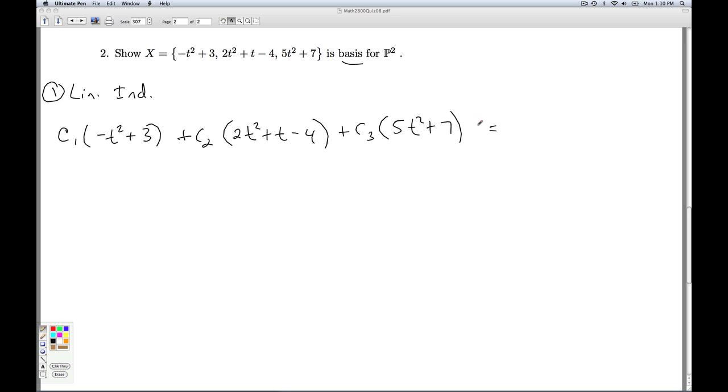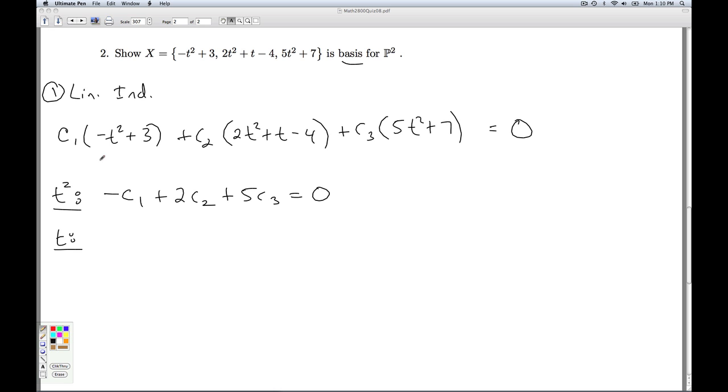Well, the zero vector in P2 is the zero polynomial, 0. This is going to give rise to a system of equations for C1, C2, and C3 by equating the coefficients of t on either side of the equation. So if I look at the coefficient of t squared, I'm going to get negative C1 plus 2c2 plus 5c3. That has to be the coefficient of t squared on the right-hand side, which is 0.